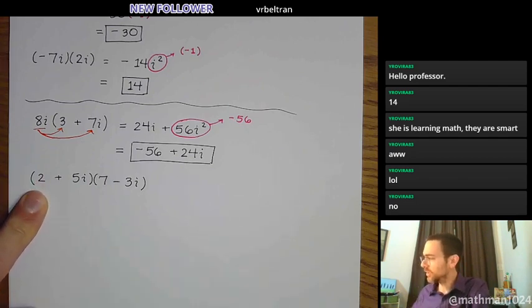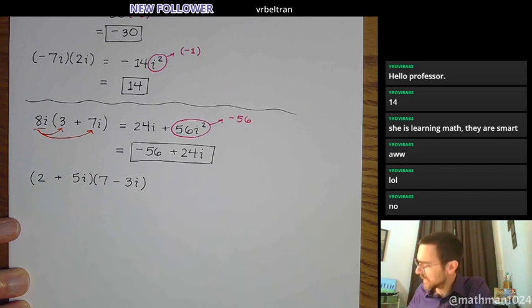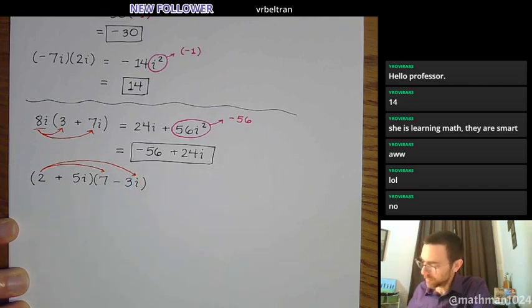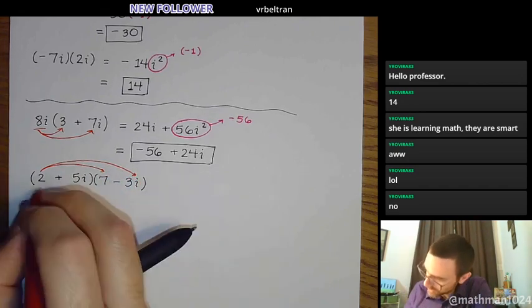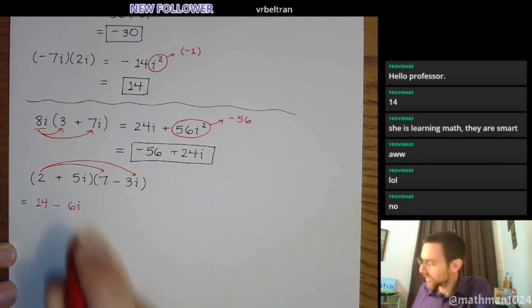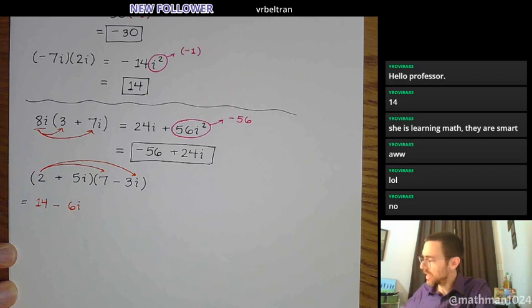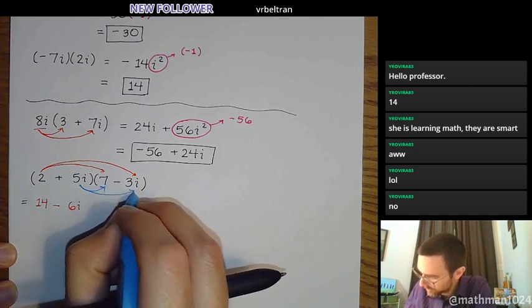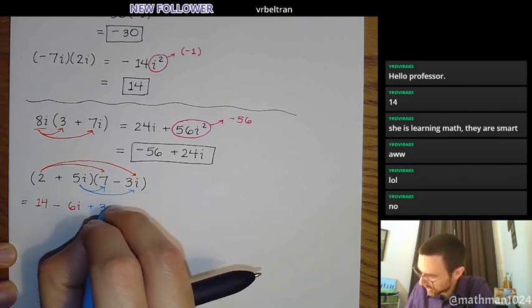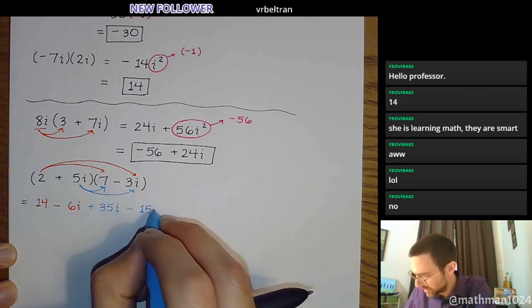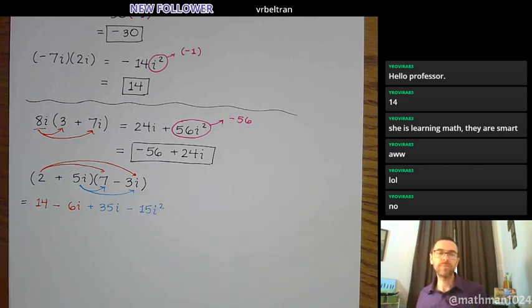So we can try to color code this so you can see where everything goes. Sure, use the right colors. All right, so I'm going to distribute the 2 here. So we have 2 times 7, which is 14. 2 times negative 3i is negative 6i. And then we're going to take the 5i and distribute that as well. So that's plus 35i, and then we get a negative 15i squared. Piece by piece, match the colors, everything's going to be fine.